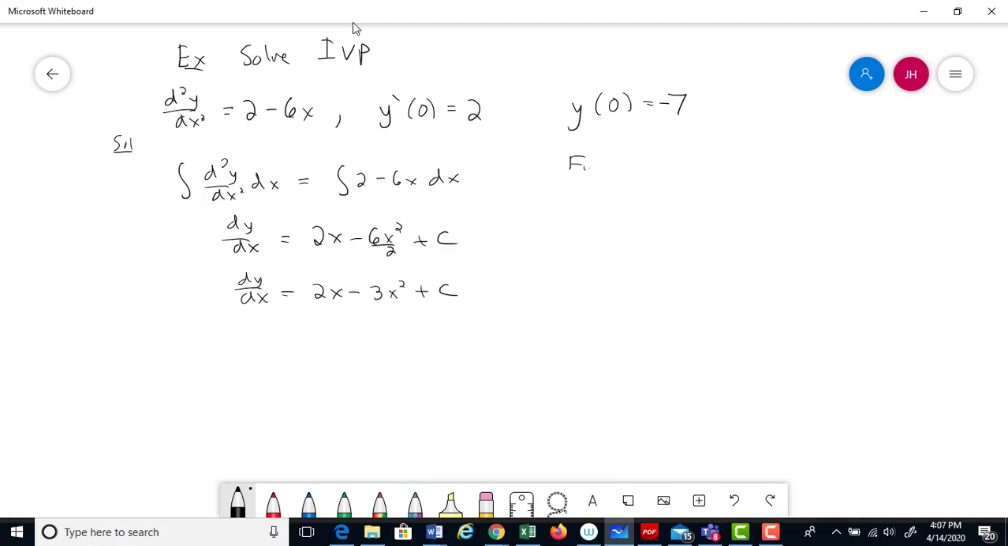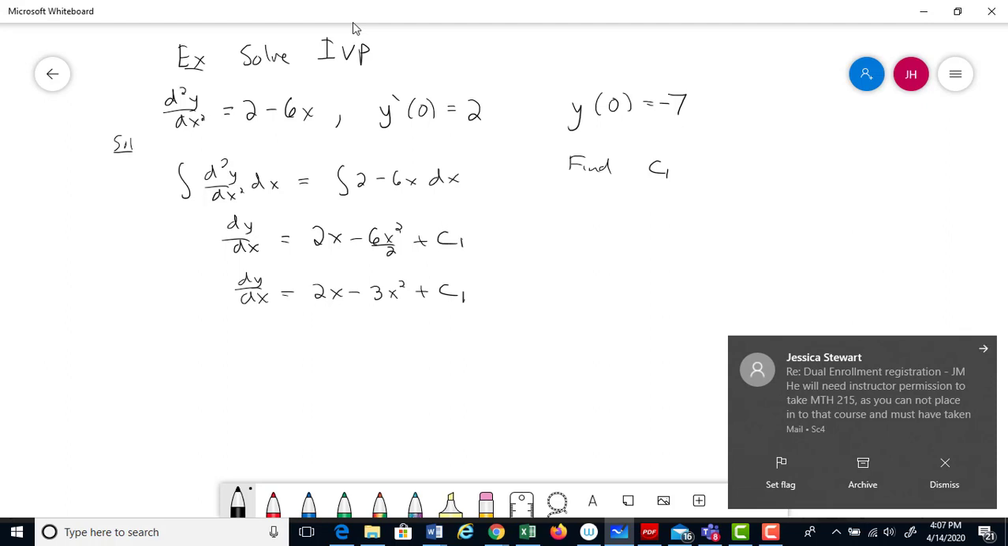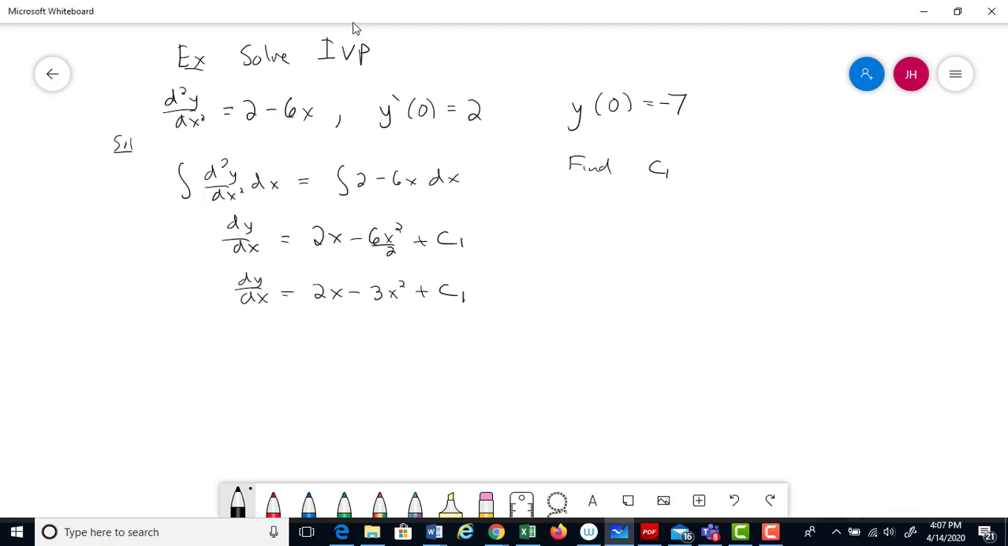Now I'm going to go ahead and find c. I'm going to call this c1. In order to find c1, I'm going to use this right here. So this is going to go into here, and we're going to do the work right here. When I plug in 0, its derivative is going to be equal to 2, because that's what y prime is. So I plug in 0 here: 2 times 0 minus 3 times 0 squared plus c1. So that means c1 is equal to 2.